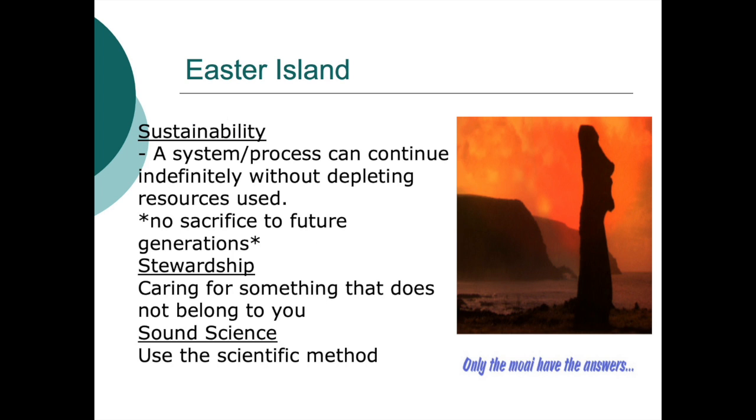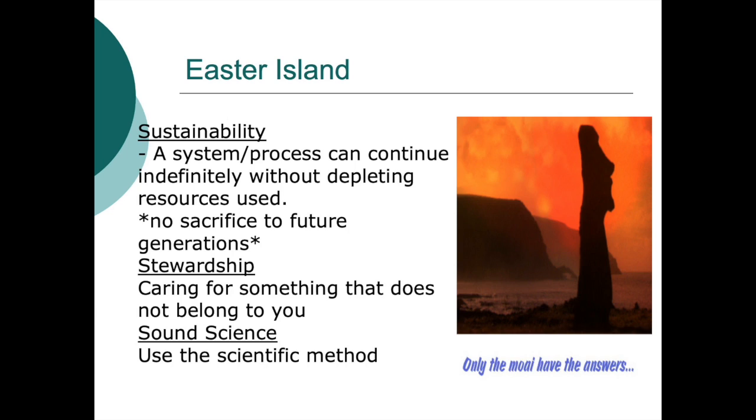Again, sustainability. Easter Island is a perfect example of not being sustainable. Remember, those individuals used every tree on the island. There is not a tree left. And in fact, those individuals turned into cannibals when they were found. There was no sacrifice for any future generation. There wasn't any stewardship. They were not caring for something that was owned by all. They were only looking at the moment and looking at what the resources could give them immediately.